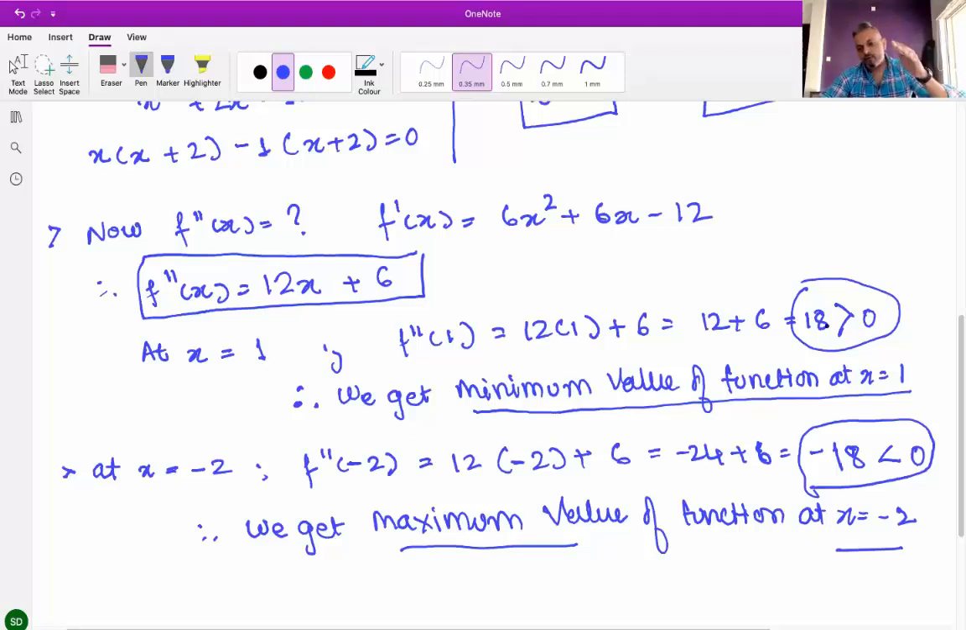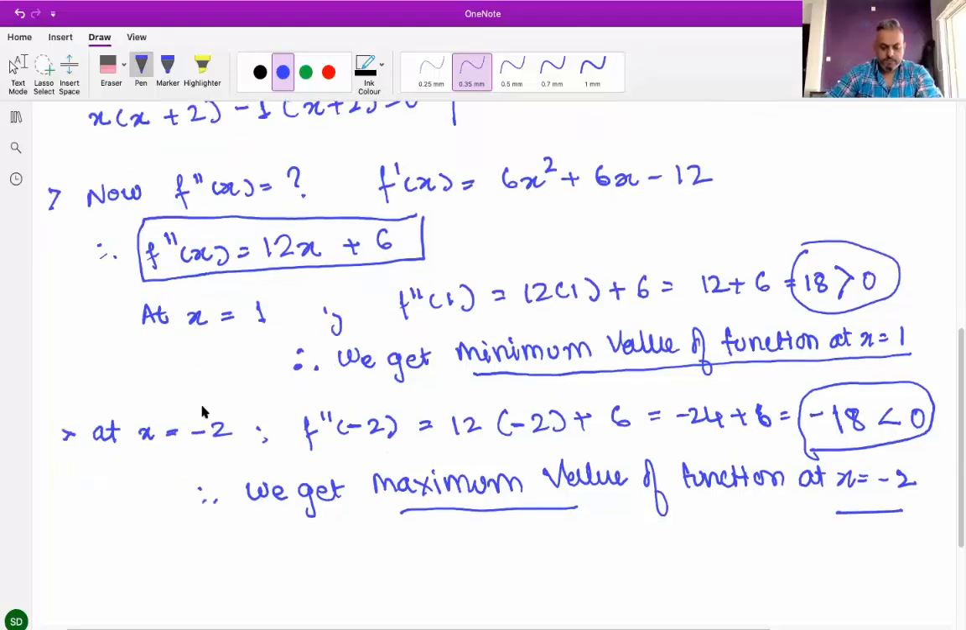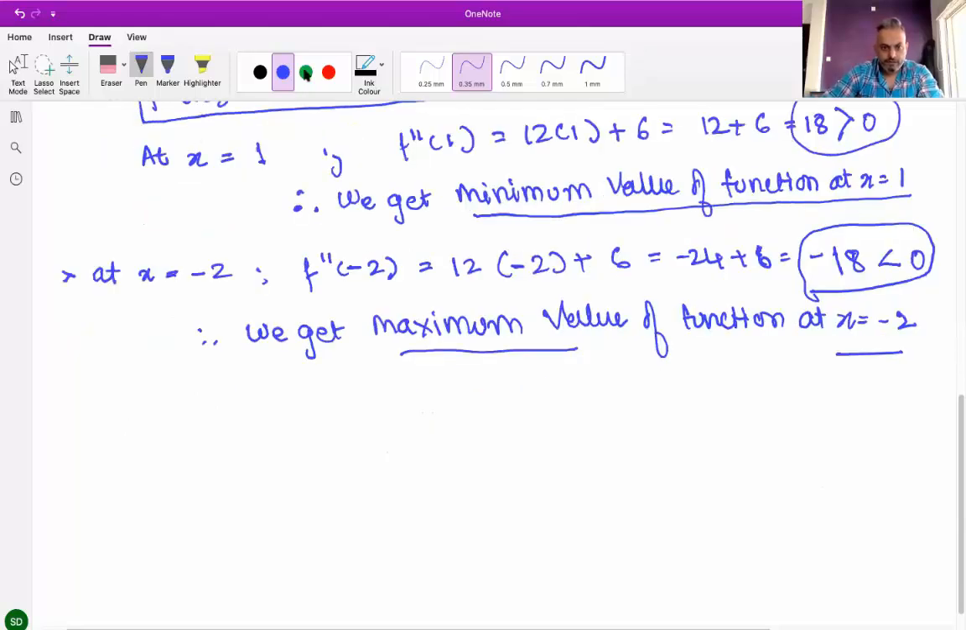Now we came to know for which value of x the function will have the minimum value or the maximum value. So what we need to do now is find what the values will be. Now we take first the minimum value, taking x = 1.